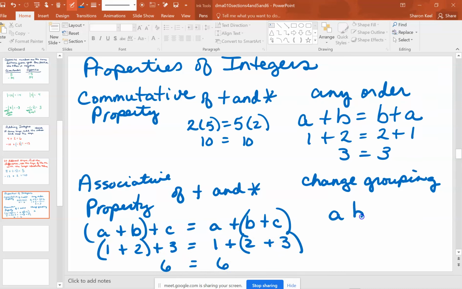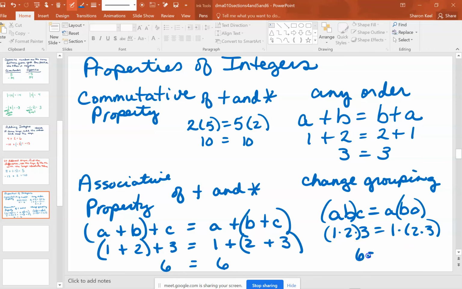The same thing applies to multiplication. If we have A, B, and C, I can group either my first two or I can group my last two. So again, let's do 1, 2, and 3. If we're multiplying these, 1 times 2 is 2, 2 times 3 is 6. 2 times 3 is 6, 6 times 1 is 6.